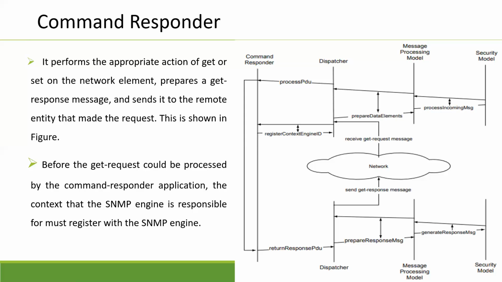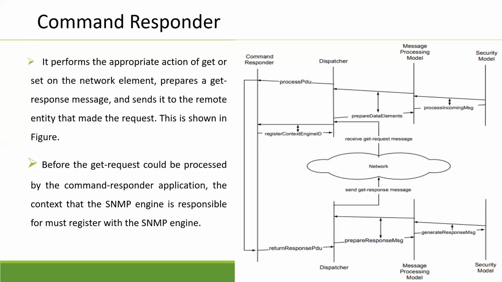Once this is in place, the get request, for example the same example as used in the command generator, is received by the dispatcher. Data elements are prepared by the NPM, security parameters are validated by the SM, and the process PDU is passed on to the command responder. This set of processes happens in the command responder. Once the request is processed by the command responder, it prepares the get response message.